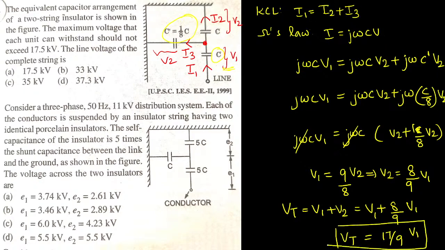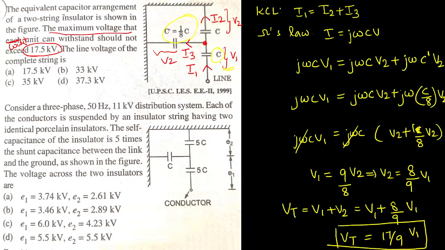Okay sir. Now, do you know the value of V1? Yes, in the question only V1 is given. Did you observe that or not? See there. The maximum voltage that can be across this strand, that is the lowest unit, as I already told you, should not exceed 17.5 kilovolts.